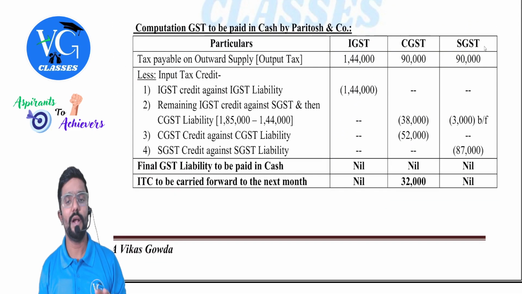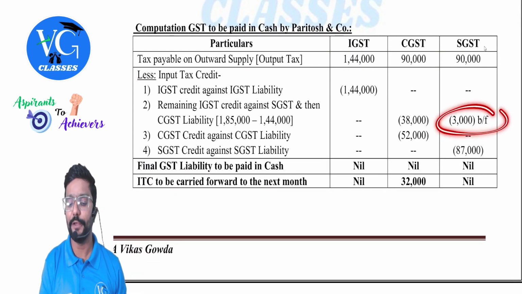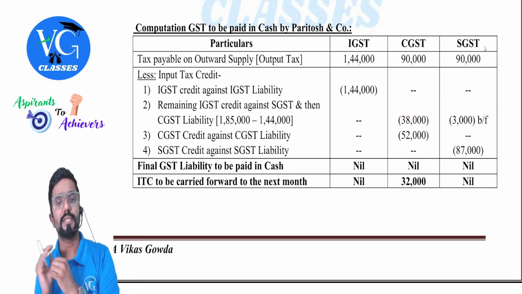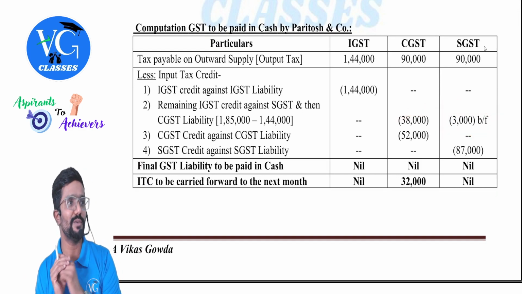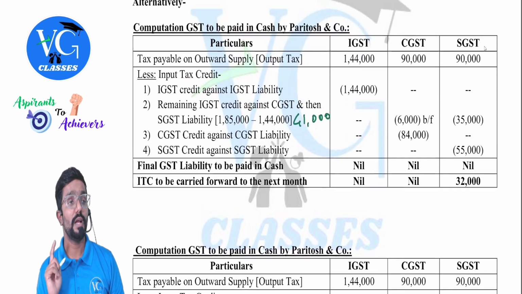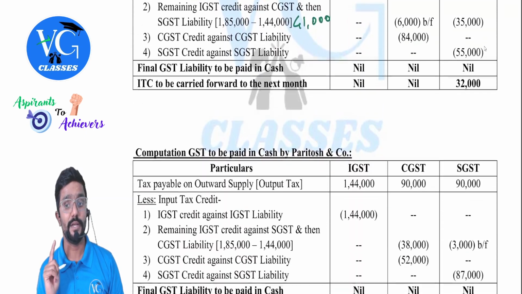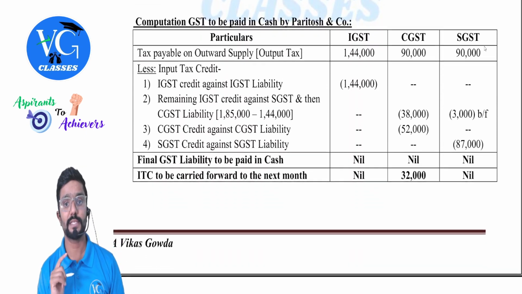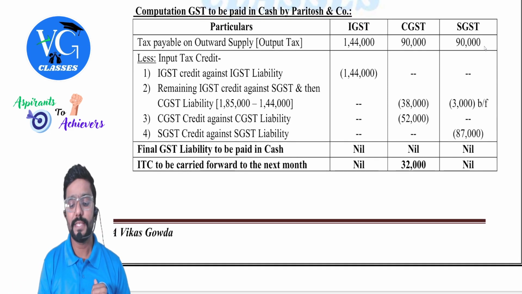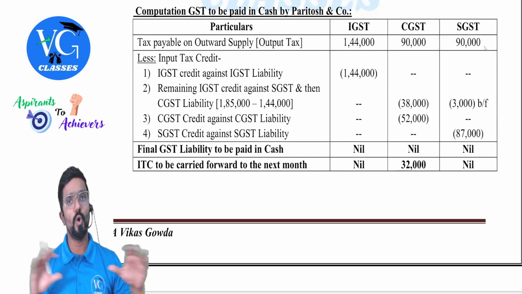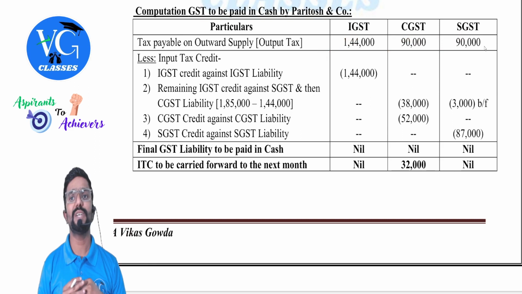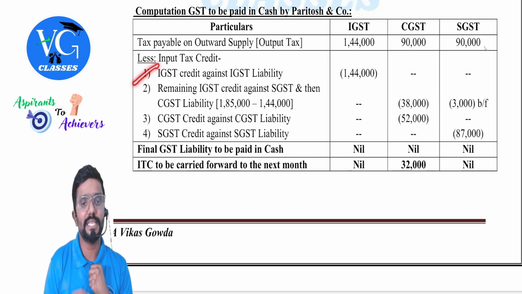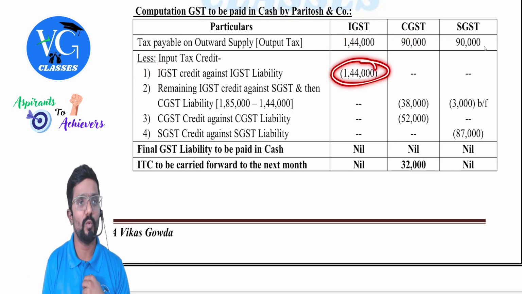Last option. What I did for CGST, now I will do for SGST. But sir, you have taken 3,000. No, sir, it was 6,000 here. Guys, please be careful, the figures are a little different. I am taking the same output tax in the first step. Now let us go to the input tax credit adjustment. First, IGST credit against IGST liability only to the extent of 144.